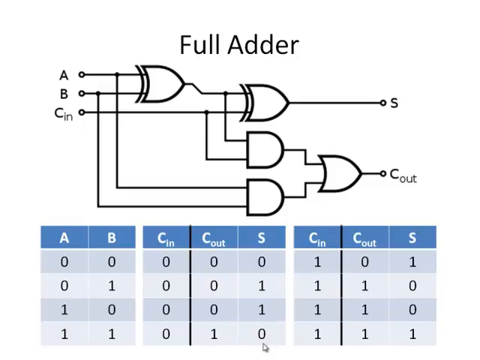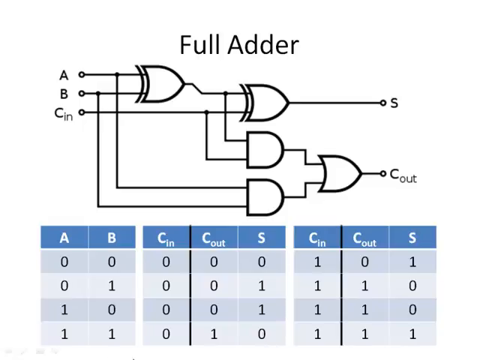The full adder has 3 inputs. It has A and B, which are bits from the 2 numbers that are being added, and it has carry in, which is the bit from the previous column, the carryover from the previous column of addition. The circuit's a little bit more complicated, and there are 2 outputs, a sum output and a carry output.